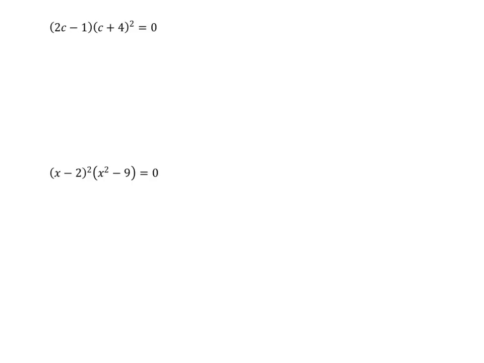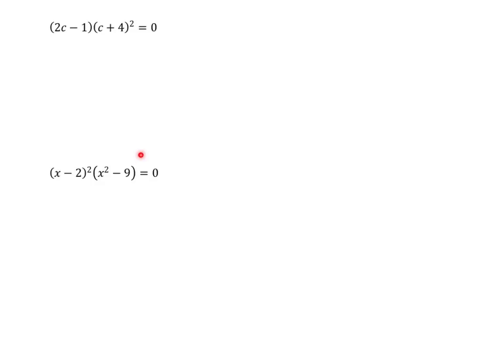Please make sure that you read all of the steps as far as solving these equations so that you understand, because the most important thing is that the equations are set equal to 0. If they are not set equal to 0, you will have to rearrange them so that they become set equal to 0. So let's take a look at the first problem here. (2c minus 1)(c plus 4) quantity squared equals 0.